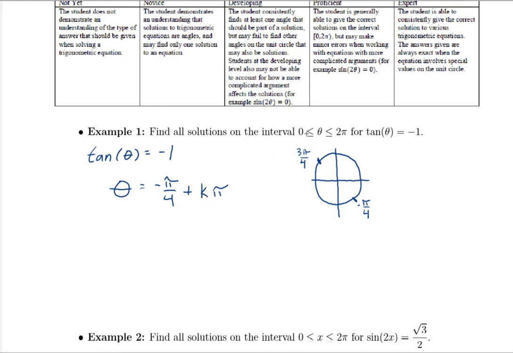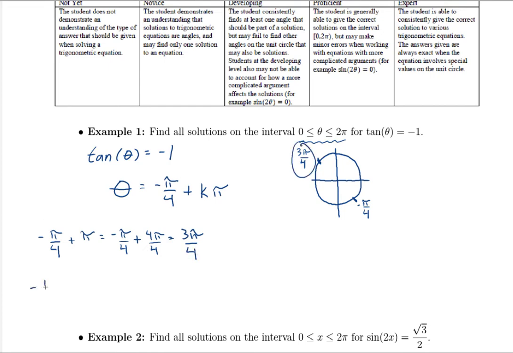All right, now it asks for all solutions between 0 and 2 pi. So what I want to do is take this -pi/4. That's not between 0 and 2 pi, so let's see what happens when I add pi to that. And of course, getting a common denominator. Well, that gets me that 3pi/4 that we already talked about.